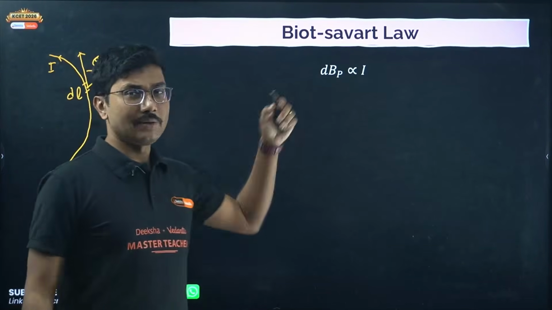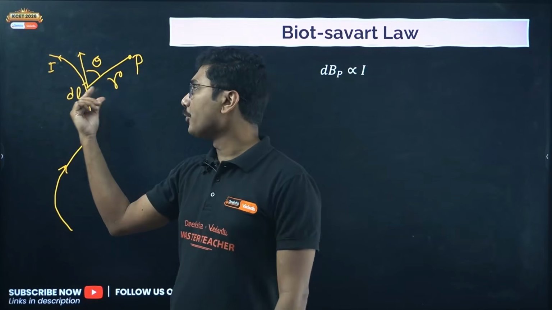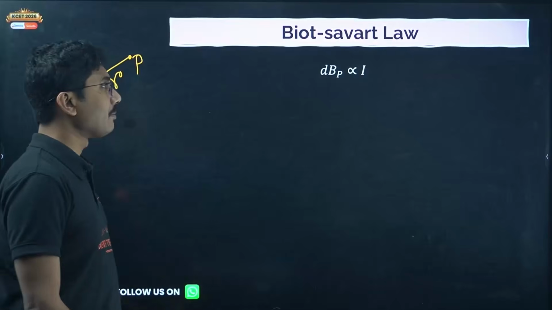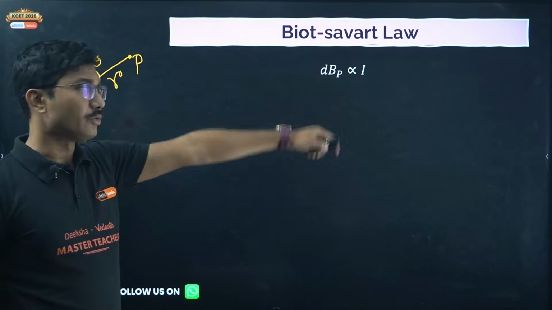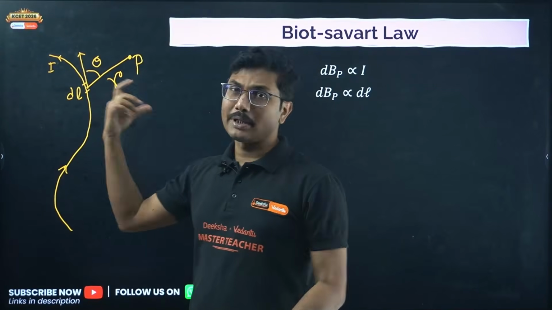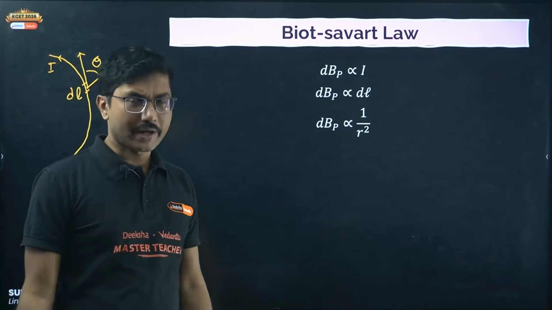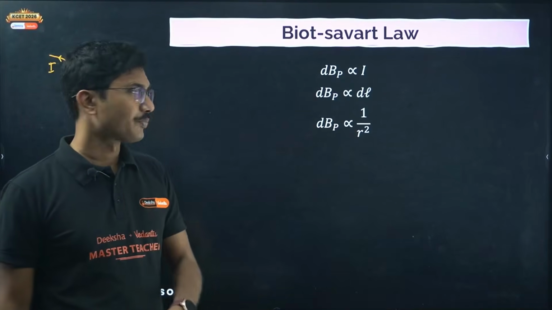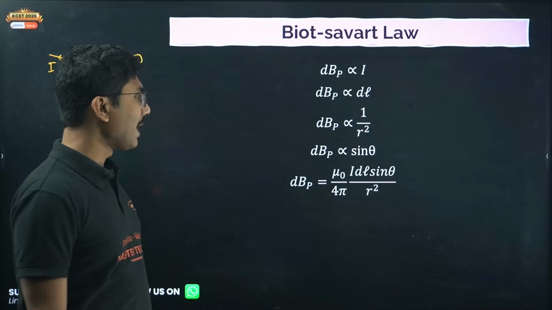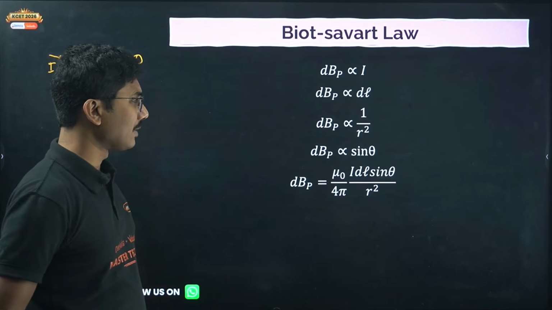Then the magnetic field produced by a small current element, because the wire is not uniform, you have to take an element, is given by dBp proportional to current I. dBp is proportional to the length of the element, so the bigger the element, the more magnetic field it will produce. And it is inversely proportional to the square of the distance. This is the same as Coulomb's law. dBp is also proportional to sine theta. So combining everything, we get dBp is I dl sine theta by r square.